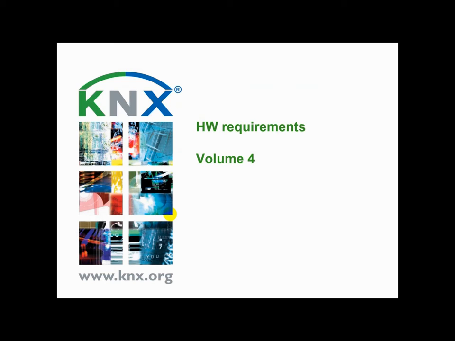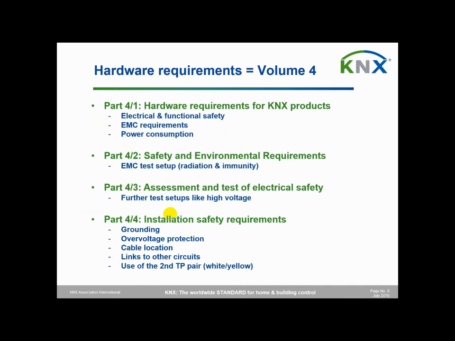Hardware requirements, volume 4. Here we see the overview that there are 4 parts in this volume 4. Part 1 is about the hardware requirements for a KNX product. That covers the electrical and functional safety of a KNX product, the EMC requirements, and power consumption. In part 4.2, or the second part of volume 4, the safety and environmental requirements are stipulated.